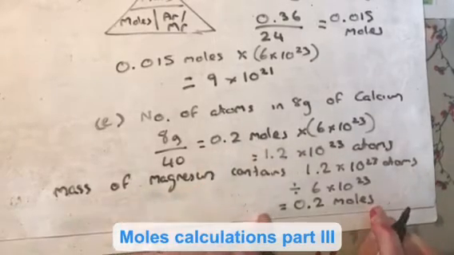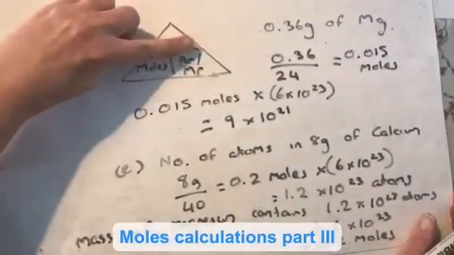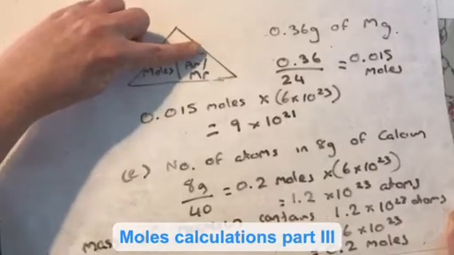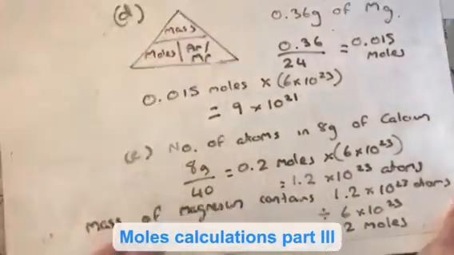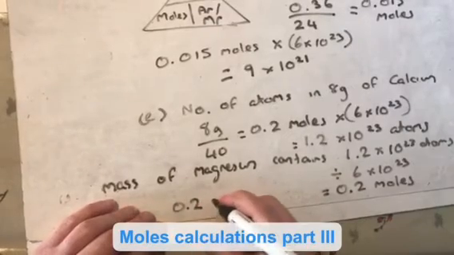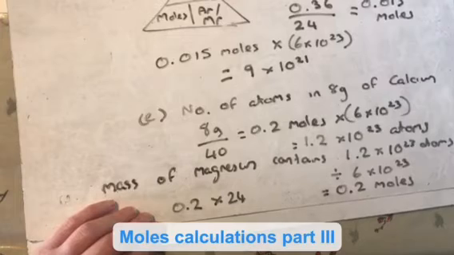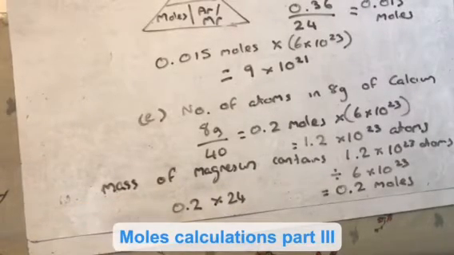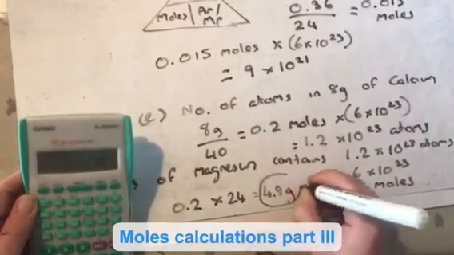Okay, so 0.2 moles is the number of moles of magnesium, but they've asked us for the mass of magnesium. So remember, we go back to our triangle. So our mass of magnesium is going to be our moles multiplied by our atomic mass of magnesium. So it's going to be 0.2 multiplied by our mass of magnesium, which is 24. So 0.2 by 24, and that is equal to 4.8 grams. That's your answer there.